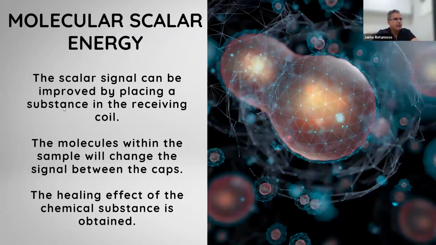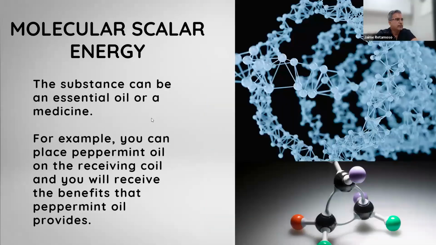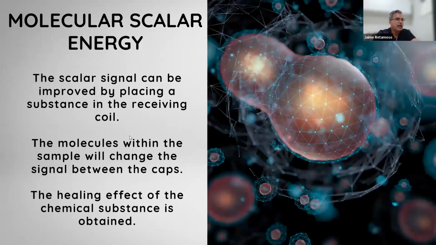The scalar signal can be improved by placing a substance in the receiving coil, okay? It can be essential oil or a medicine, any substance you want the body to receive. You just put it on the receiver coil, okay? It's very important you understand this: receiver coil. Substance, you put it on the receiver coil, okay?